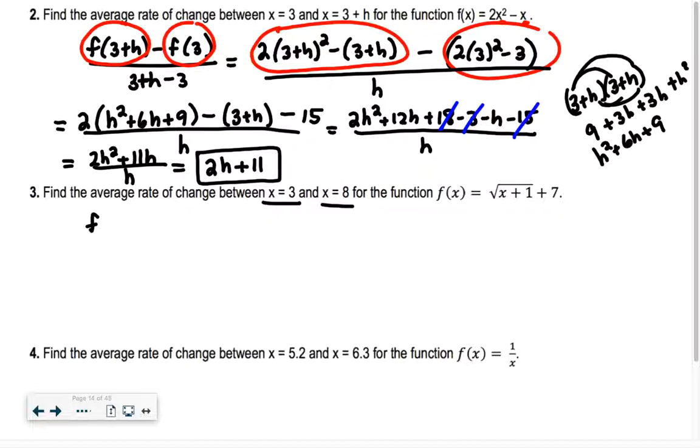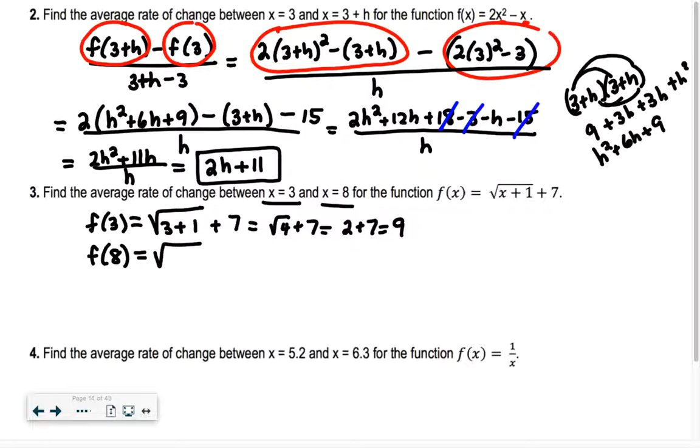All right, so let's find f of 3 and f of 8. So f of 3 is the square root of 3 plus 1, and then plus 7 on the end. So the square root of 3 plus 1 is the square root of 4, added to 7, which is 2 plus 7, which is 9.